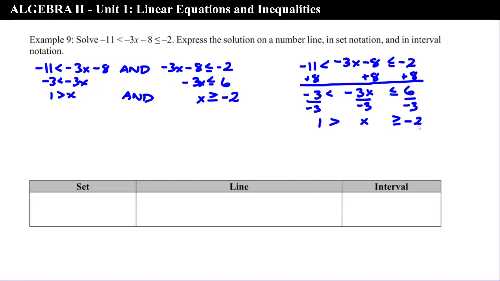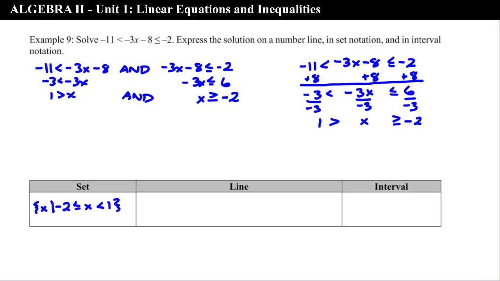Okay? Now, if we were to write this in set notation, we would flip everything and lead with our negative 2. Negative 2 is less than or equal to x, which is less than 1. We lead with our negative 2 because we often read our negative numbers to the left and our positive numbers to the right, or our smaller numbers to the left and our bigger numbers to the right. Okay, so that's our set notation.